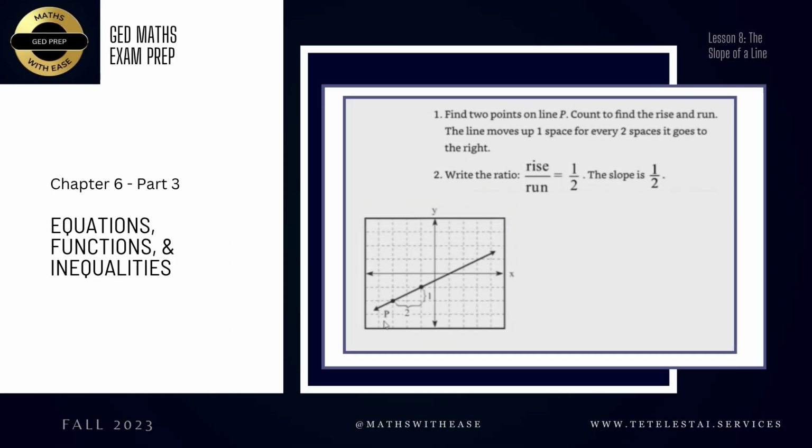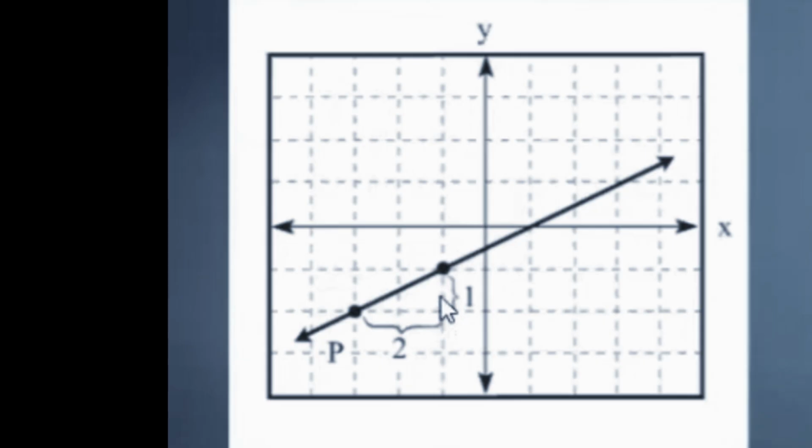here, when we're being asked to find the slope of line P, shown on the coordinate grid, all we have to do is find 2 points on the line, and then we're going to count the rise and the run. The line moves upwards 1 space, okay? For every 2 spaces, it goes to the right. So for instance, if we started at this point, we would have to move 2 spaces to the right, 1, 2, and then exactly 1 space up to find the next point on the line, or to stand on the next point of the line.